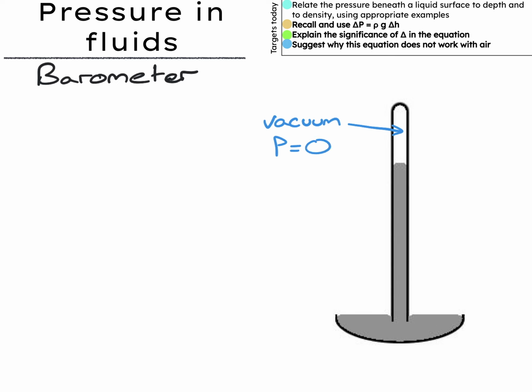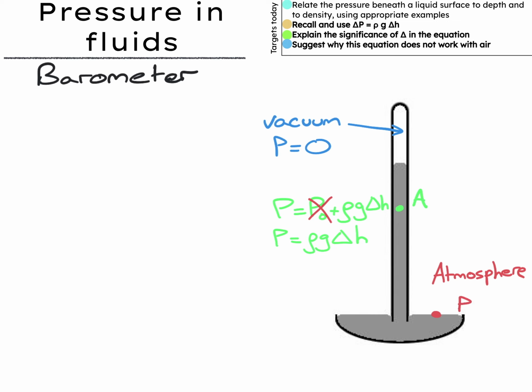Now, the significance of that is that the pressure at point A here is P equals P0 plus rho g delta h, but since P0 equals 0, that simplifies to P equals rho g delta h here. Nice and simple. The other surface of the liquid down here is exposed to the atmosphere, so it has a pressure P atmosphere acting on it.